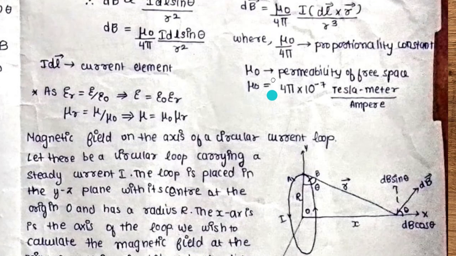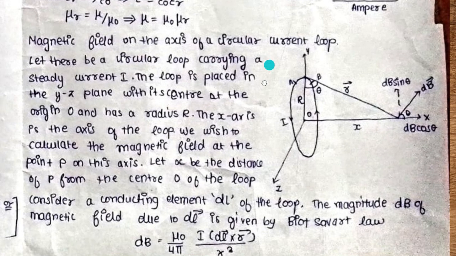Now, coming to the magnetic field on the axis of a circular current carrying loop. This is a 5 marker derivation. Let there be a circular loop carrying a steady current I. The loop is placed in the YZ plane. So this is Y, this is Z, this is X. The loop is placed in the YZ plane with its center at the origin.